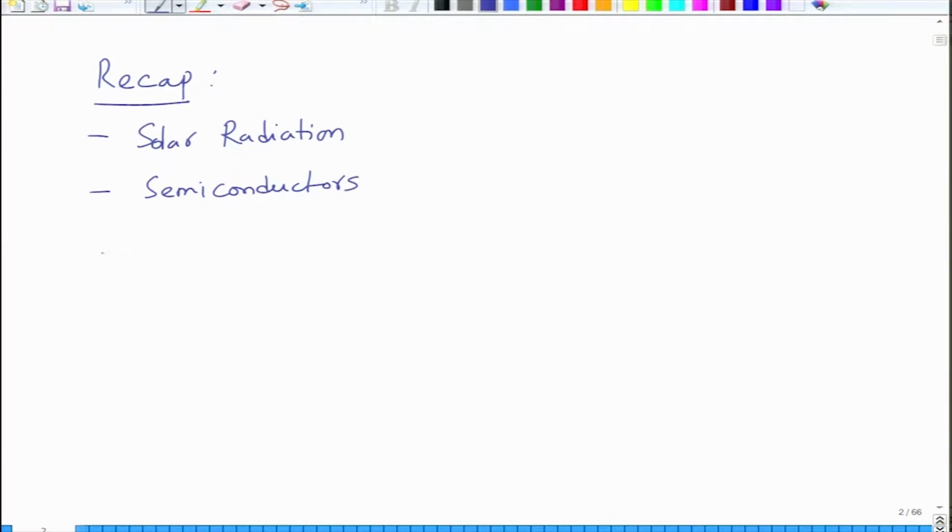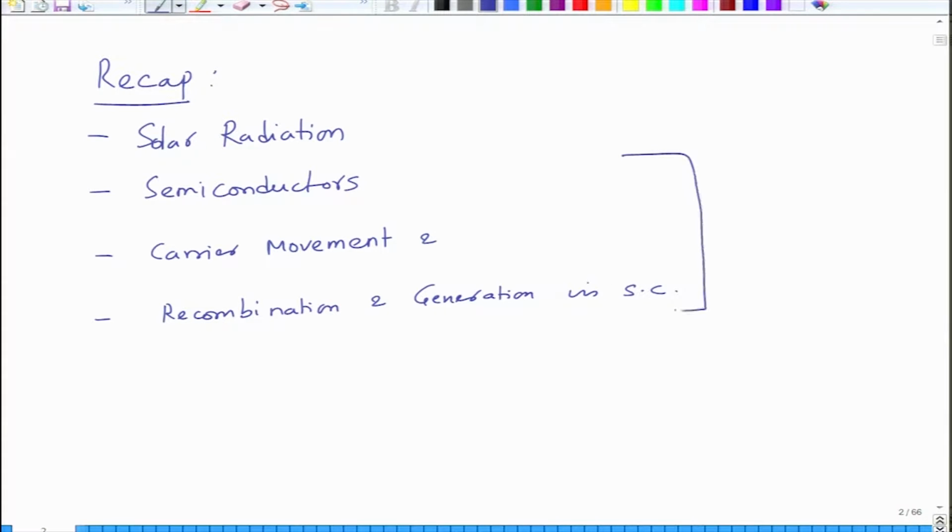So, we looked at the fundamentals of semiconductors, and then we looked at carrier movement, and finally we looked at recombination and generation in semiconductors. So, these three topics lay the foundation of how the carrier concentration changes in a semiconductor in the presence of various kinds of stimuli or under various conditions of operation.